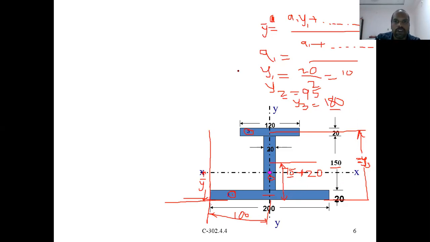Now calculate the y bar. Substitute A1, Y1, A2, Y2, A3, Y3. Right? Calculate the y bar. If you calculate the y bar, so this is the calculation.